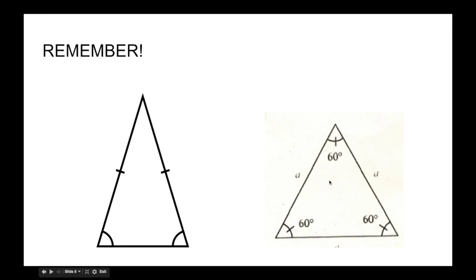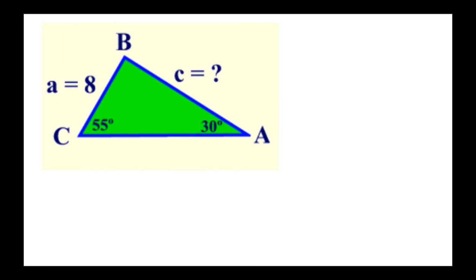So when you solve any problem in which you have to analyze a triangle, you always have to remember that if two of the angles are 60, you know that the third is 60 and all the sides are the same. And if two sides are the same, you know that both of the bottom angles are also the same.